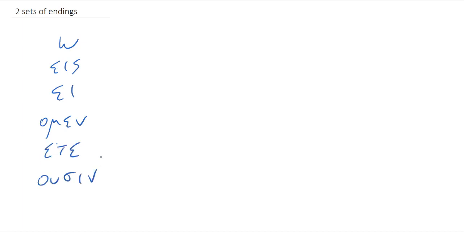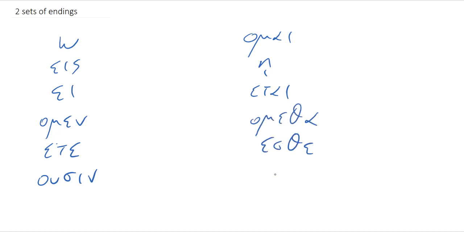There's a lot of good news with the subjunctive. Okay, there really is. One part of the good news with the subjunctive is it only uses two sets of endings, and they're endings you already know, slightly tweaked. So let's think about the first two verbal endings that you learned, right? O, eis, ei, omen, ete, ousin, right? The first two verbal endings, that's one of them, and the other one is omai, ei, etai, ometha, esthe, ontai.